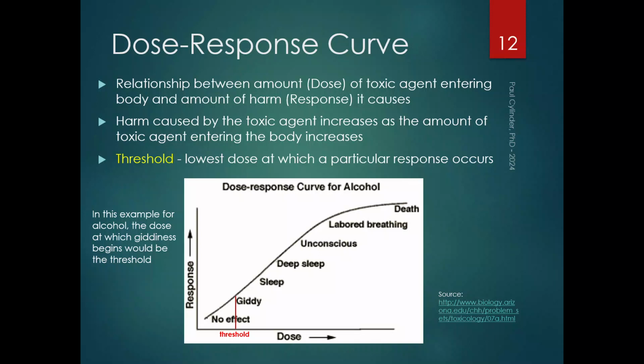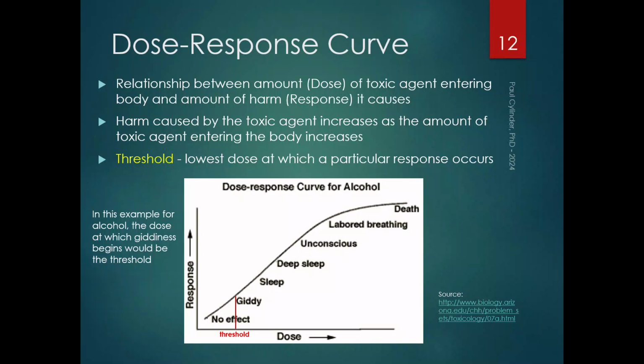So you can see on the x-axis, as the dose increases, the response increases. And we have different levels of response described here in words. Of course, responses can also be measured numerically or quantitatively, but this is a qualitative response curve here. And so we see that at low doses, one drink maybe, there's no effect. After a few doses of alcohol, people start to get giddy. Eventually they start feeling tired, they get sleepy.